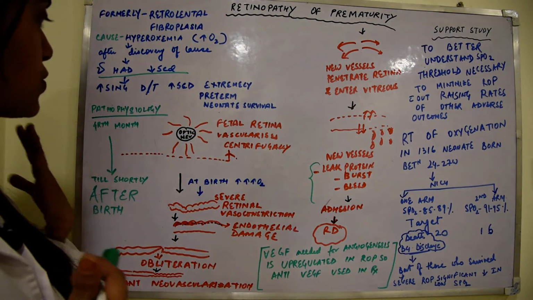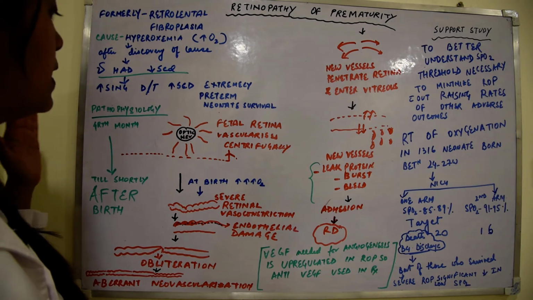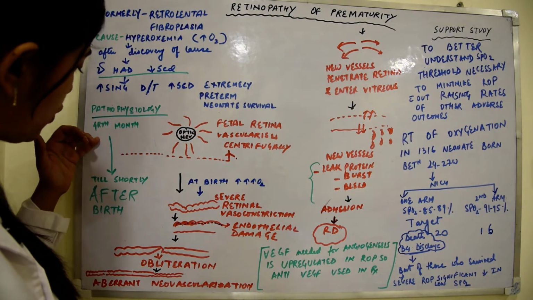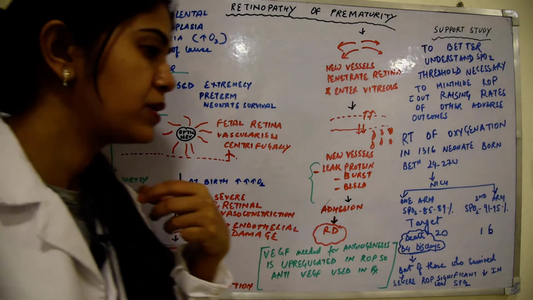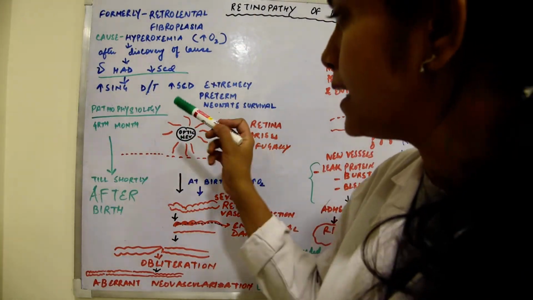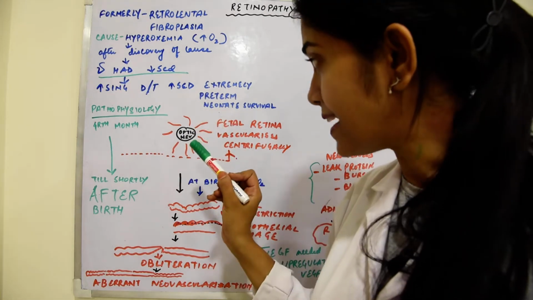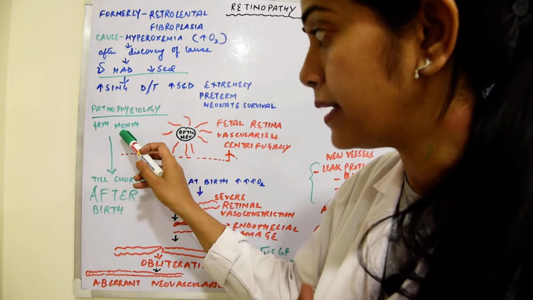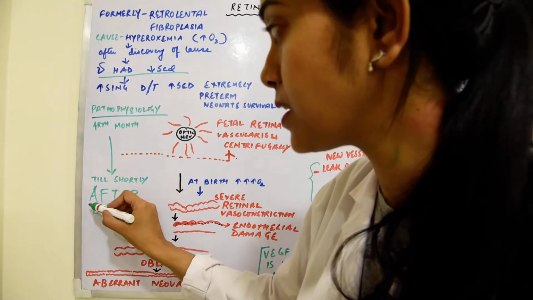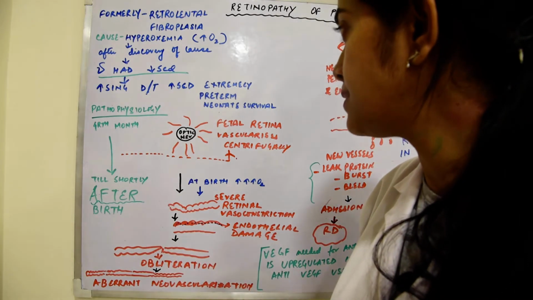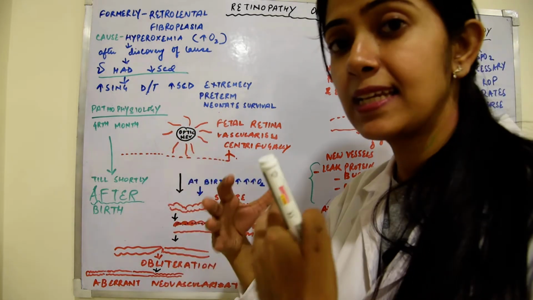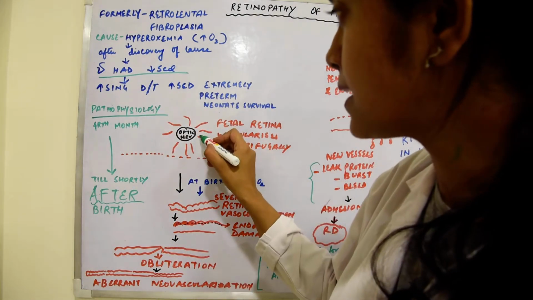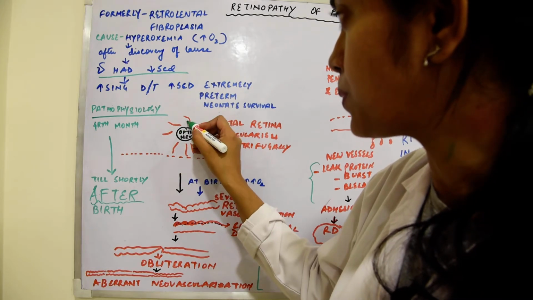What is the pathophysiology behind this particular problem? Now, when the infant is intrauterine, from the 4th month till shortly after birth, if this is the optic nerve, there is vascularization of the fetal retina. This shortly after birth is very important. There is centrifugal vascularization of the fetal retina from the optic nerve. So it starts from the nerve and goes outwards.